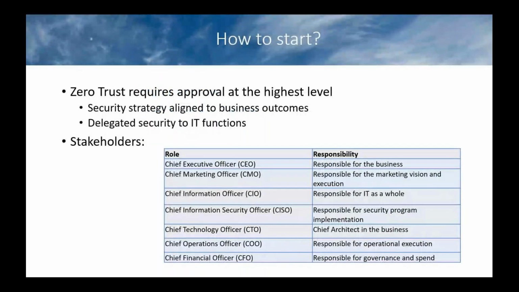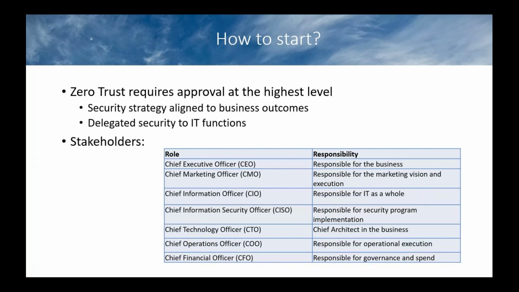So how to start zero trust actually starts before we actually start talking about IT, and that is the main thing. Zero trust requires approval at the highest level, and that means a security strategy that has to be aligned to business outcomes. Of course, we can't go to the cloud just because it is fancy, or because everyone else is, or because our business competitors are. We want to be in the cloud the right way because we have to take something out of the cloud, and that something will be either less cost, or better agility, resiliency, availability, or whatever.